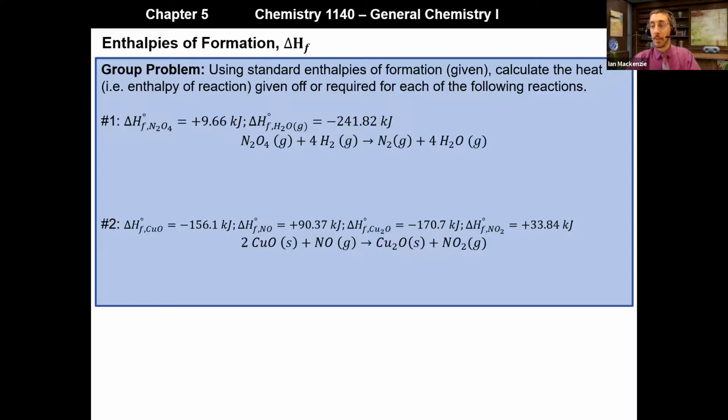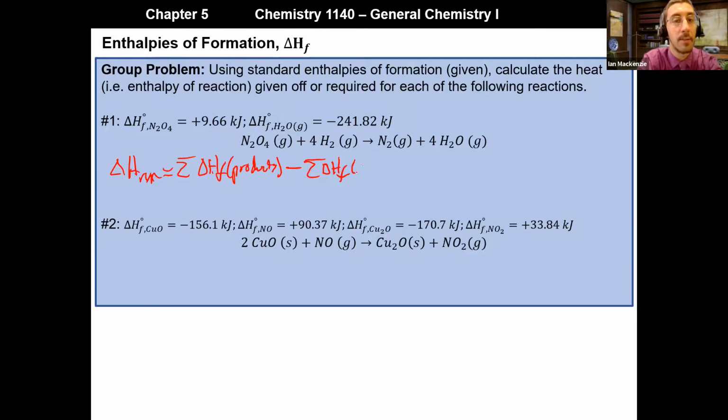So we're given the standard enthalpies of formation for a couple of the different compounds here, and we're asked to find the overall net enthalpy change of reaction for these two reactions. So let's just start with number 1. First thing to note is just that delta H of reaction is just going to be equal to the sum of the delta HF for the products minus the sum of delta HF of the reactants.